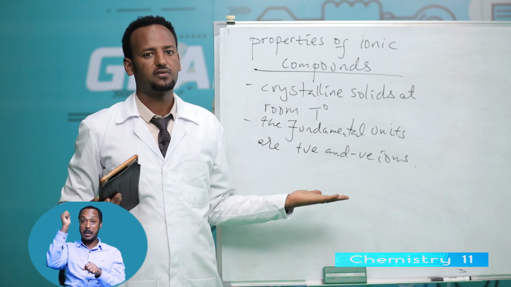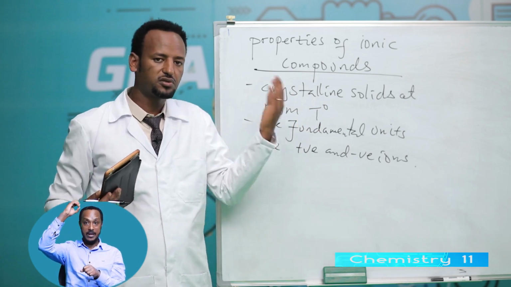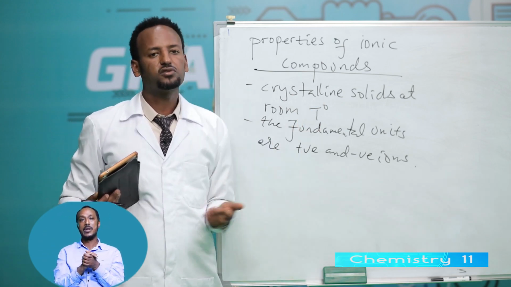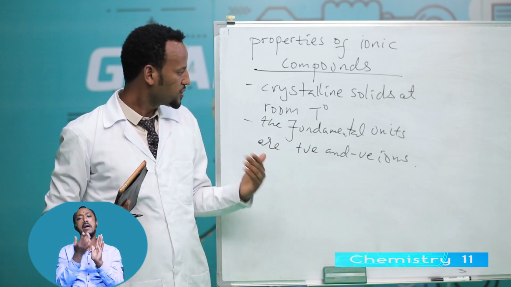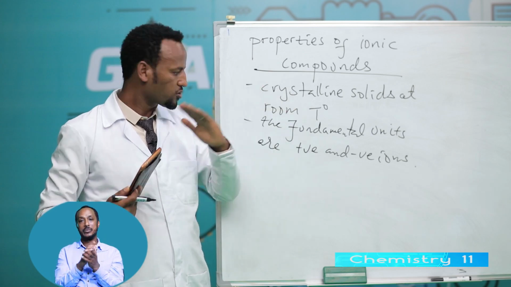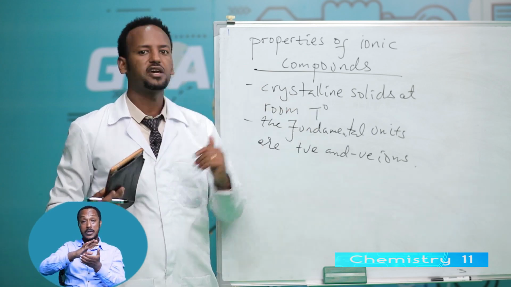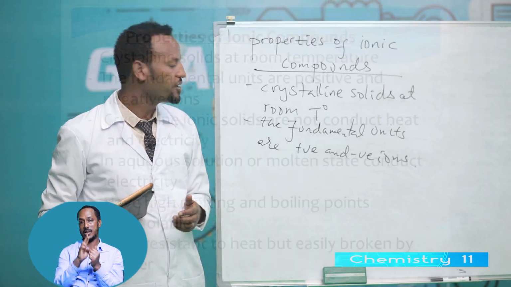Cations and anions. For example, calcium chloride. Calcium contains positive charge. Chlorine contains negative charge. Sodium fluoride. Sodium is positive charge. Fluoride is negative charge. Therefore, the fundamental units of all ionic compounds contain positive and negative ions. This is another property of ionic compounds.